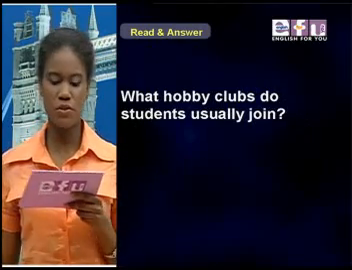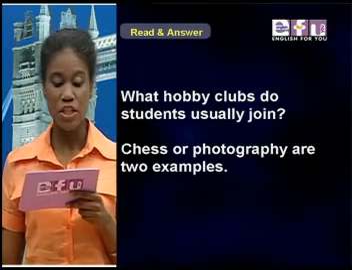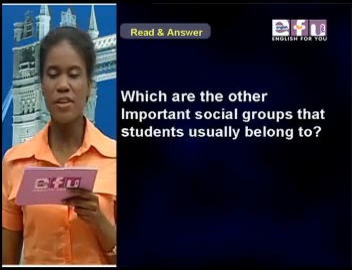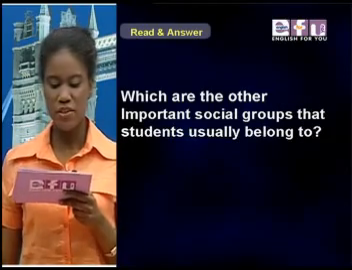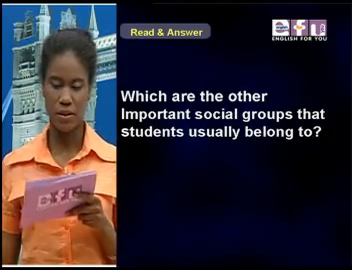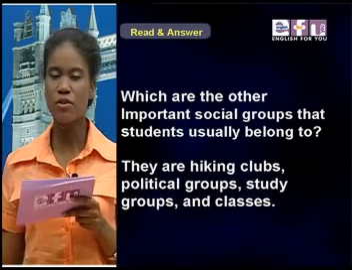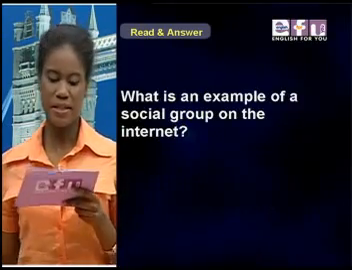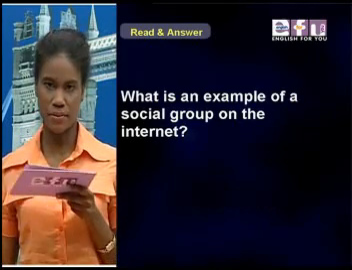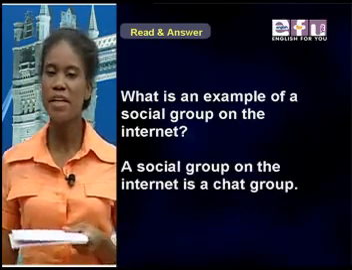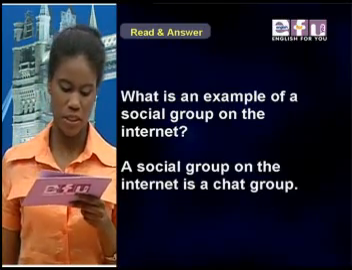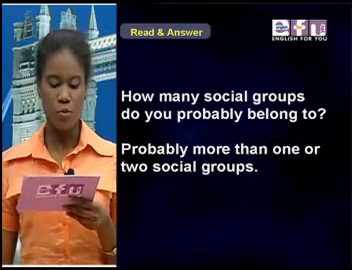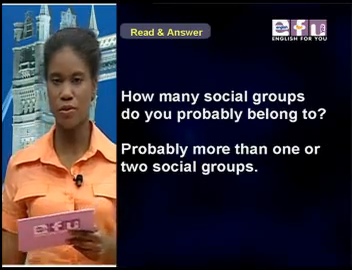What hobby clubs do students usually join? Chess or photography are two examples. Which are the other important social groups that students usually belong to? They are hiking clubs, political groups, study groups, and classes. What is an example of a social group on the internet? A social group on the internet is a chat group. How many social groups do you probably belong to? Probably more than one or two social groups.